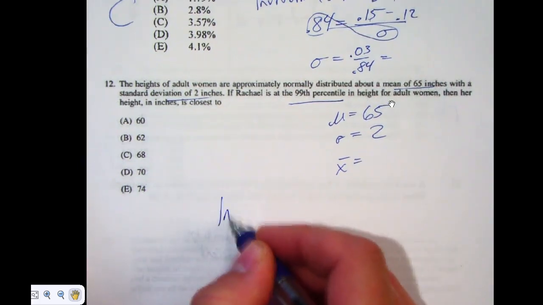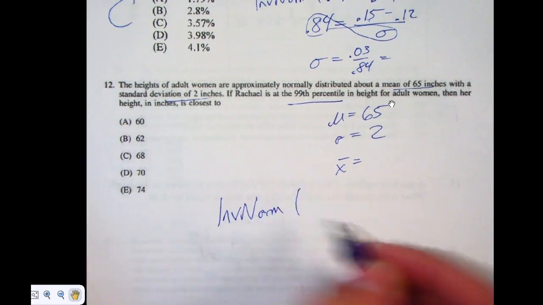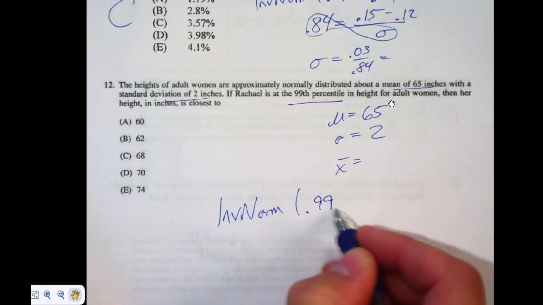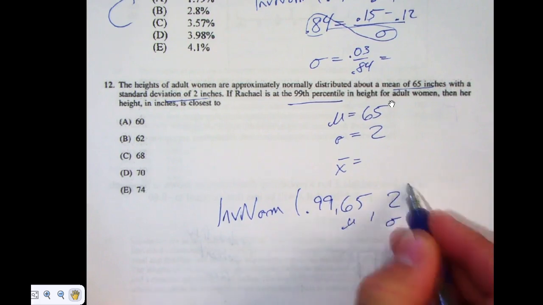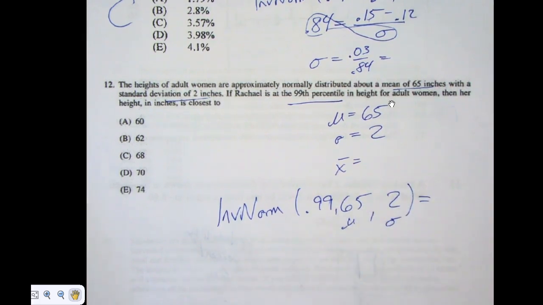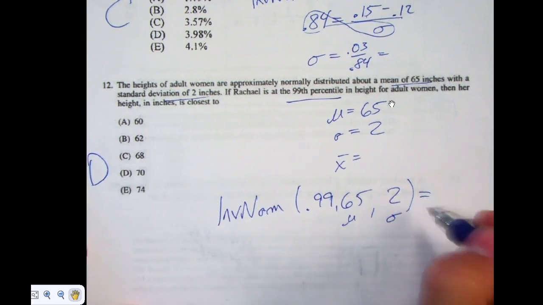So I can just go straight to inverse norm. 99th percentile would be 0.99. Tell the calculator the mean. Tell the calculator the standard deviation. And I get 69.65. So that's D.